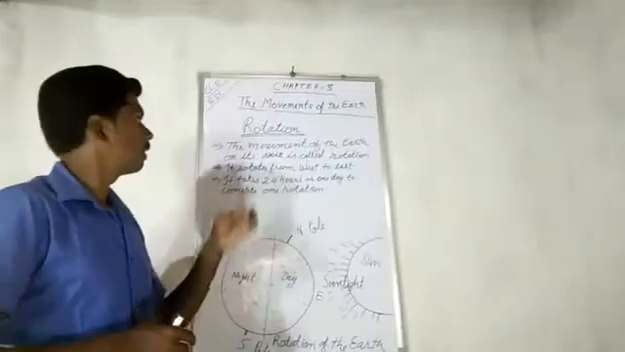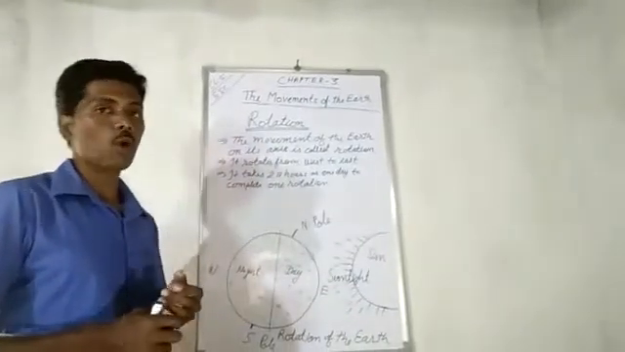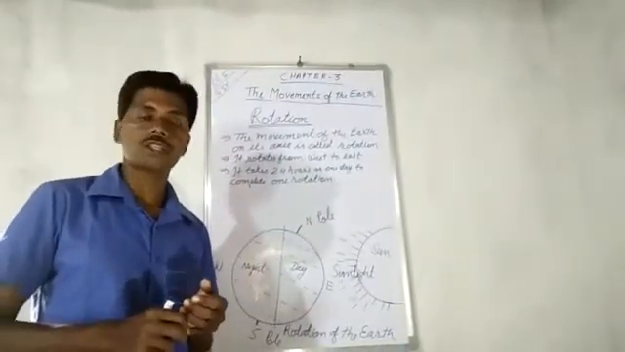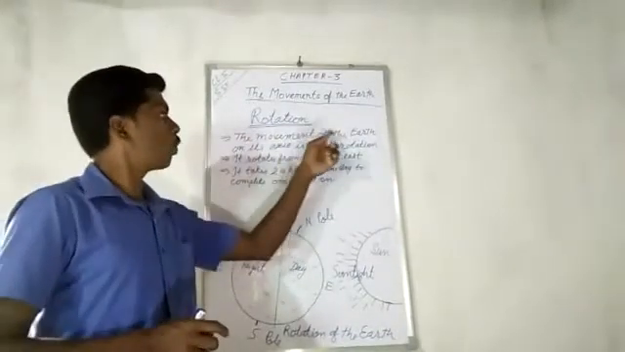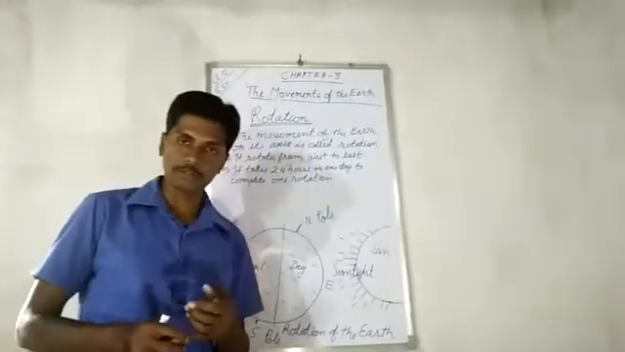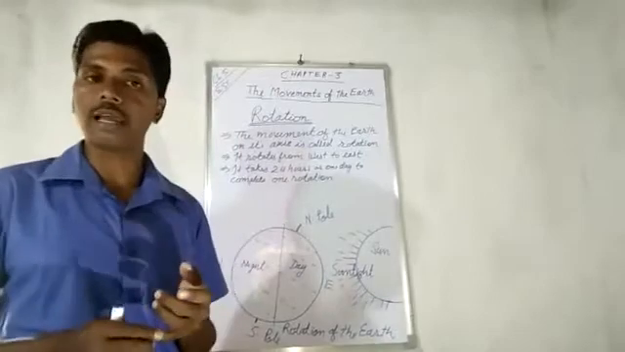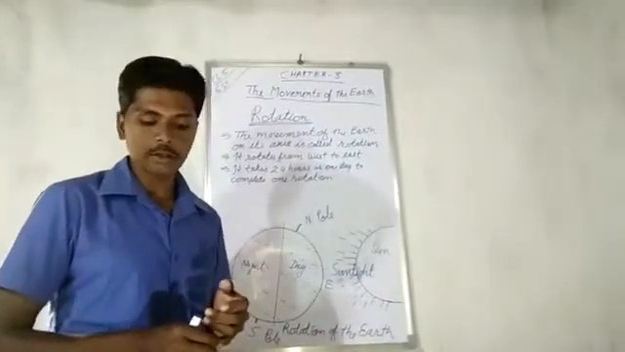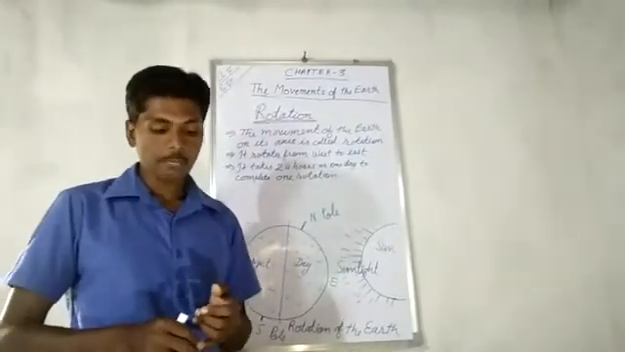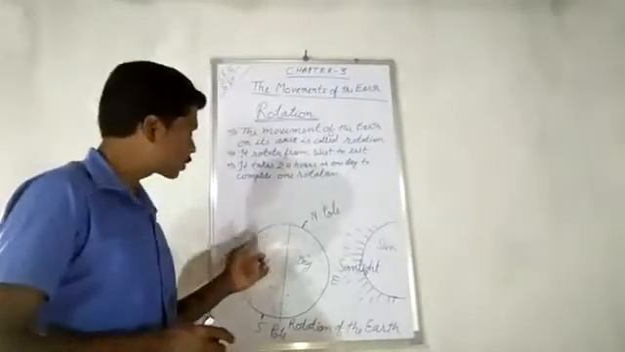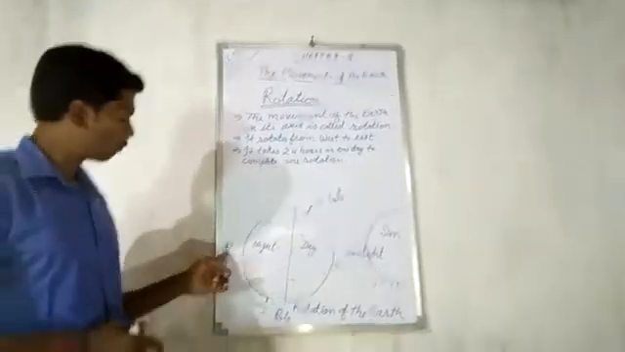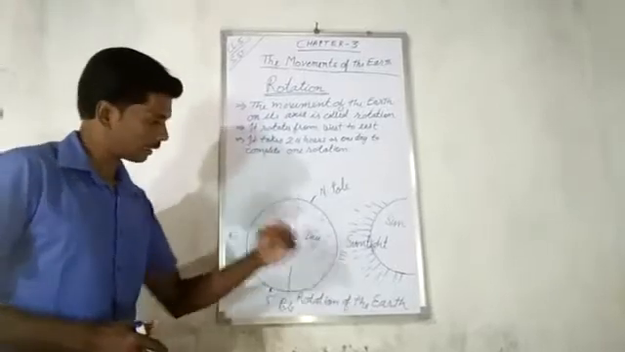What is rotation? The movement of the earth on its axis is called rotation. Once again, I shall repeat. The movement of the earth on its axis is called rotation. I have already taught you about axis. Axis is one line on which it rotates. The earth rotates from west to east. I have made one diagram here. The earth rotates from west to east, like that.